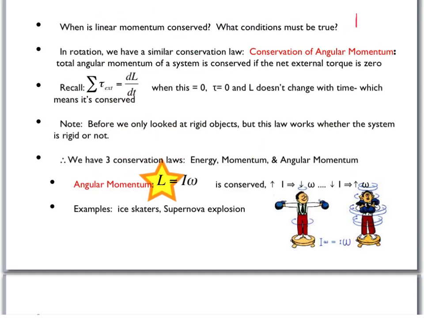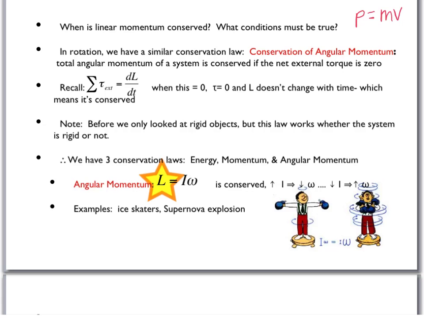Remember, we learned about linear momentum being equal to mv, and we said that linear momentum would be conserved in a closed and isolated system, meaning that the mass wasn't changing and that there weren't any external forces acting on the system, or no net external force. In rotation, we have a very similar conservation law. It's the conservation of angular momentum.